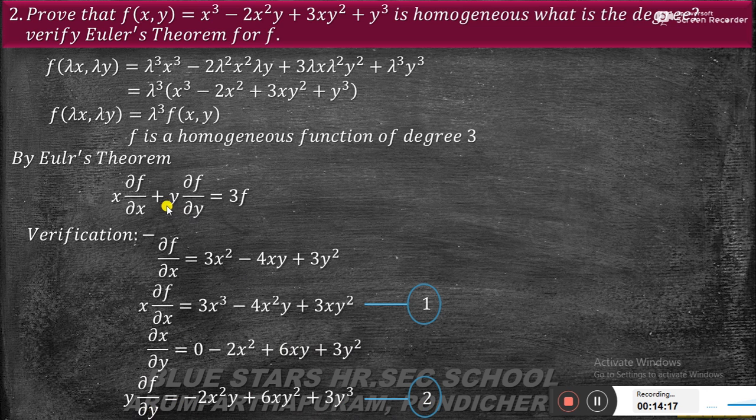Now I add them; this is Euler's theorem. So I substitute the value of x ∂f/∂x and the value of y ∂f/∂y, and on the right-hand side I write it.